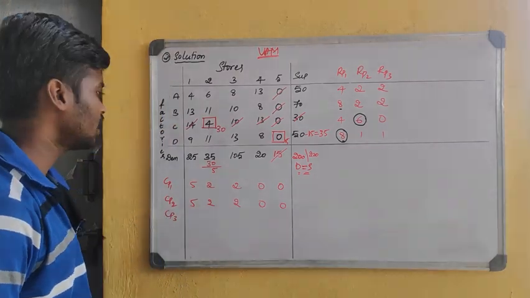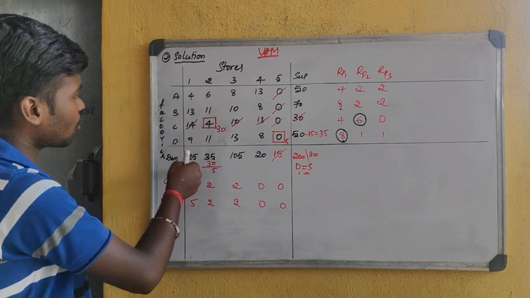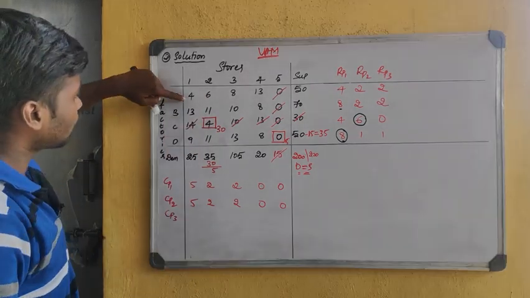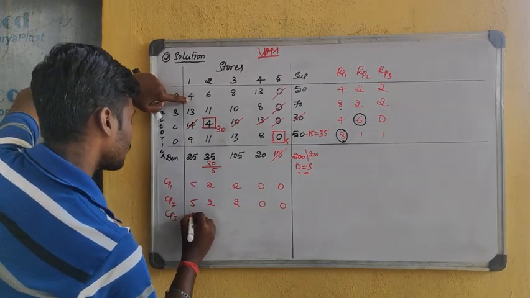Okay, next we have calculated the row penalty 3, and in a similar way you have to calculate the column penalties. So 4 is your first least and the second least is 9, so the difference is 5.